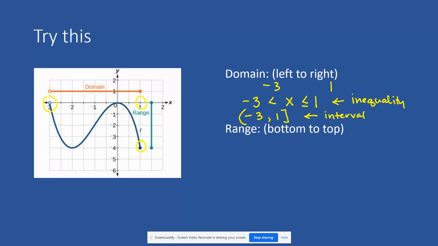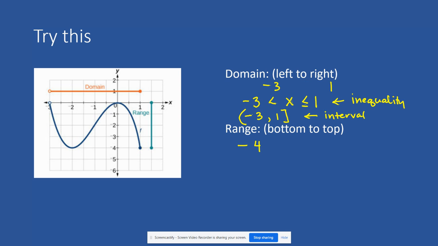Okay, now we're going to switch to range. So for range, we're going to put our pen on the lowest point. It looks like there's a tie. These 2 points are both lowest, but it's okay. They have the same y coordinate. So my lowest point has a y coordinate of -4. It's a tie. There are 2 different points there, but that's okay. They have the same y coordinate.